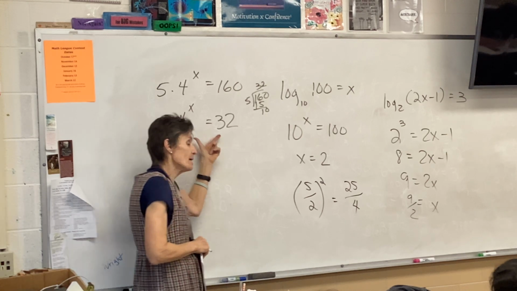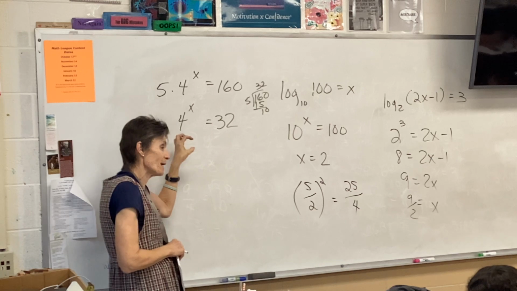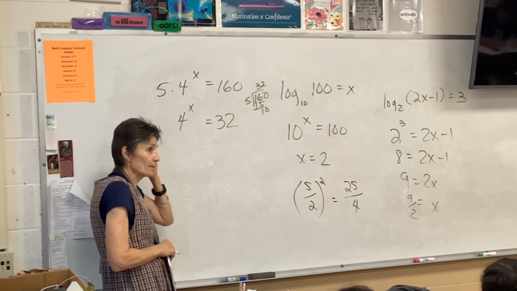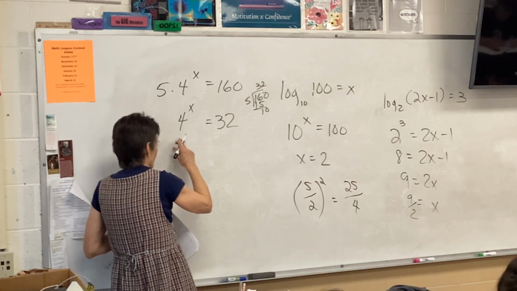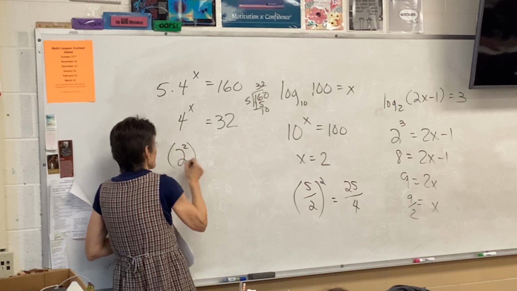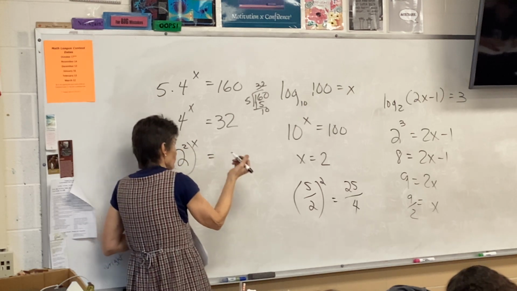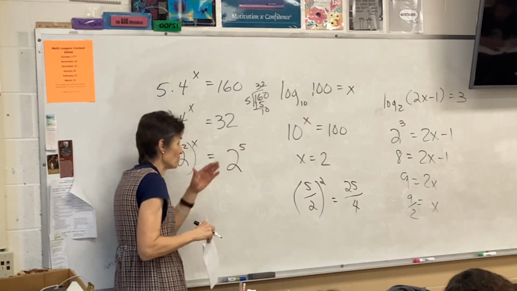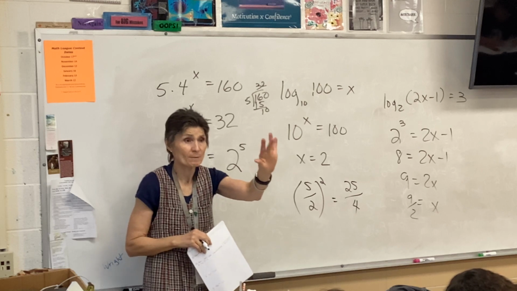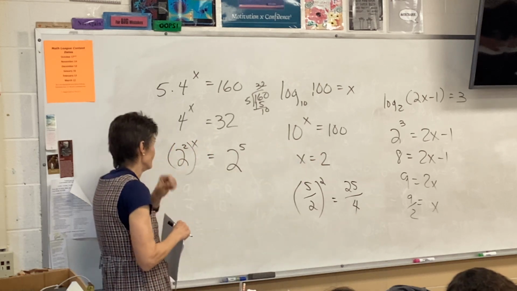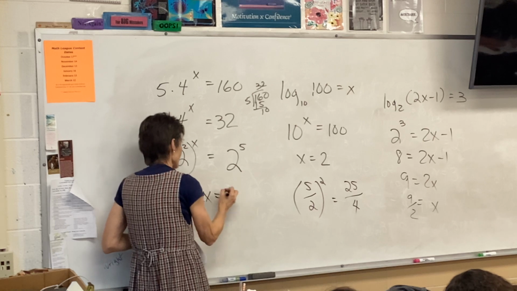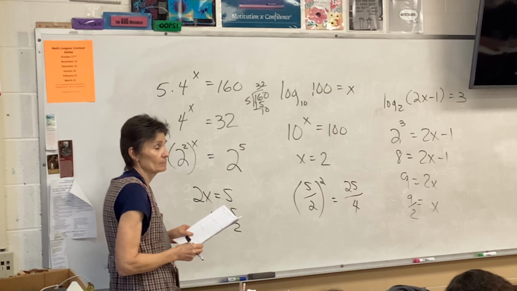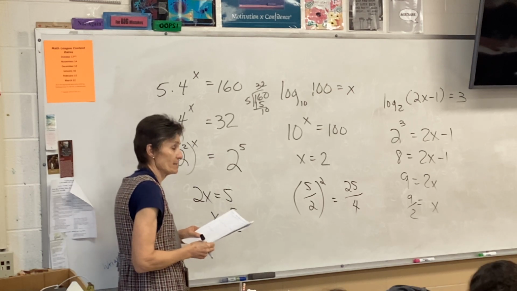Find the common base. And what common base did we use when we have a 4 and a 32? 2. It's got to go to 2. This isn't a power of 4. They're both powers of 2. So 4 is 2 squared. And 32 is 2 to the, anybody remember? Fifth. If you don't remember, that's fine, just figure it out. 2 times 2 times 2 times 2 times 2. So then 2x equals 5, and x equals 5 halves. Get a common base.